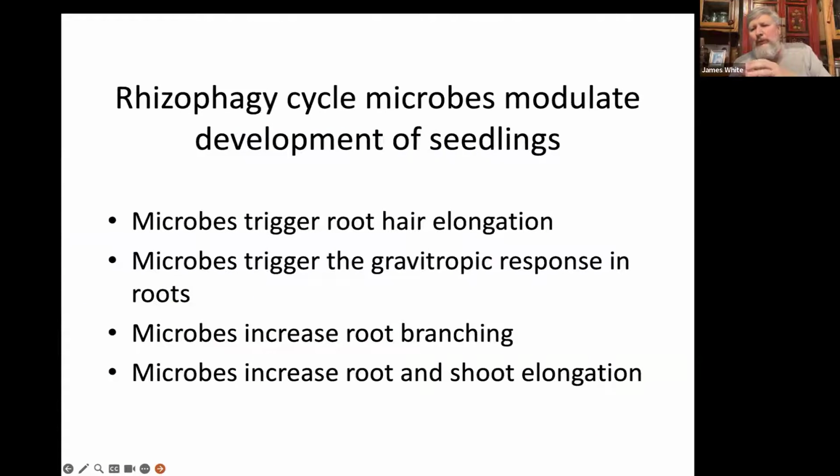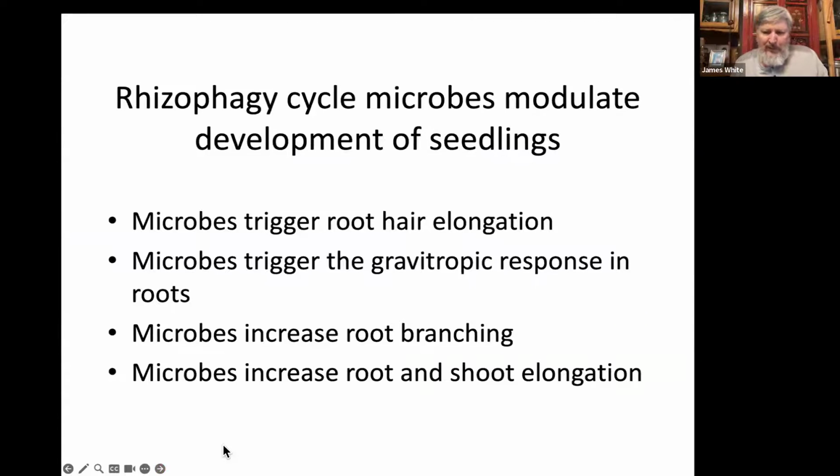So if we remove all microbes from a seed, then what happens when that seed germinates? You get a root that comes out, but you don't get any root hairs on it. No hairs will form. The other thing is that the gravitropic response is messed up. With no bacteria, roots normally will grow down, but with no bacteria, they don't. They stay on the surface or they go in the air even. They don't know where down is.